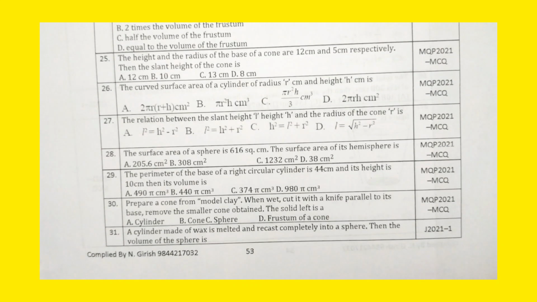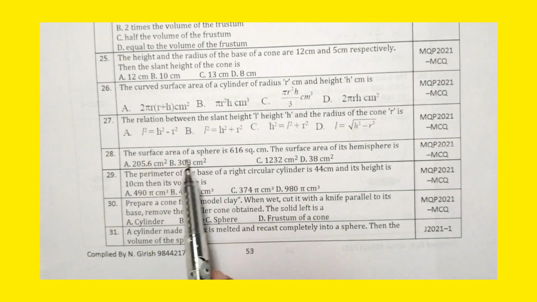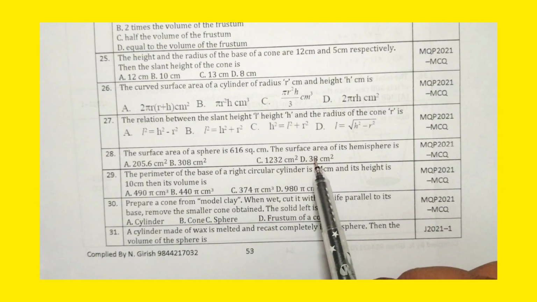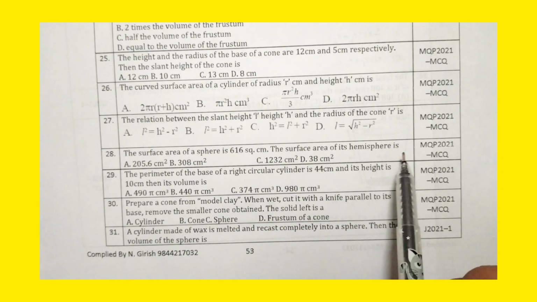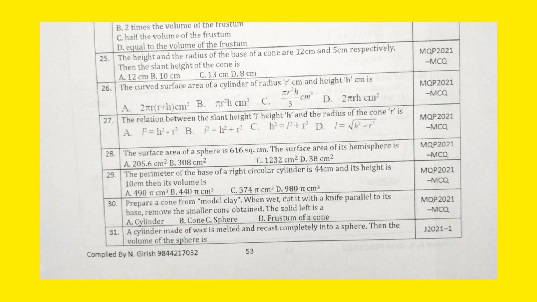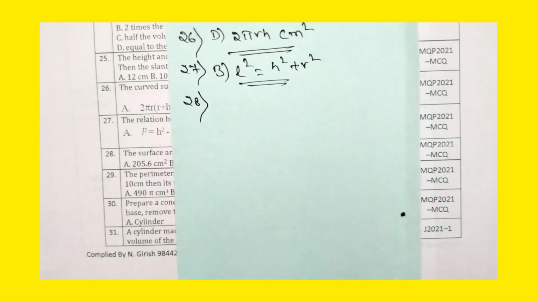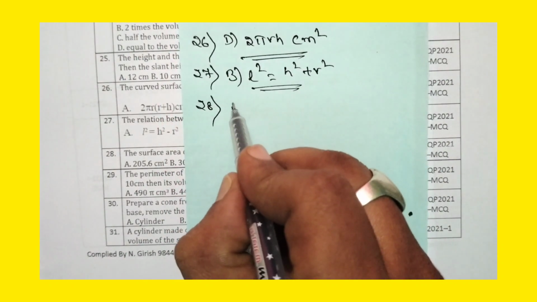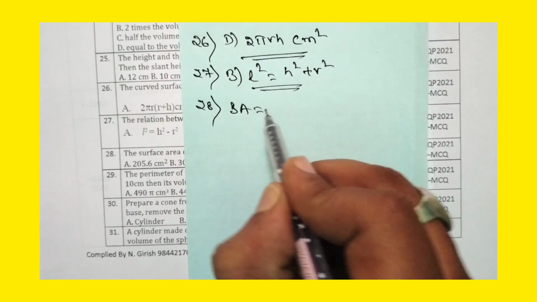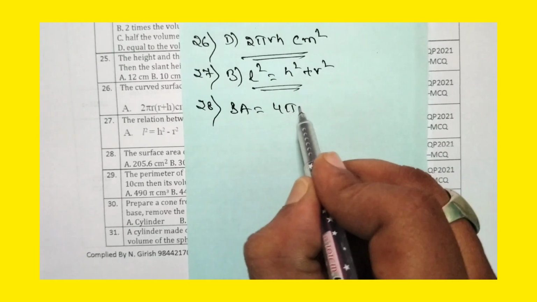The 28th question is the surface area of a sphere is 616 square centimeter. Then the surface area of its hemisphere is dash, they have given. Now let us calculate what is its surface area. First I will write the surface area of a sphere. Surface area is equal to 4 pi r square.